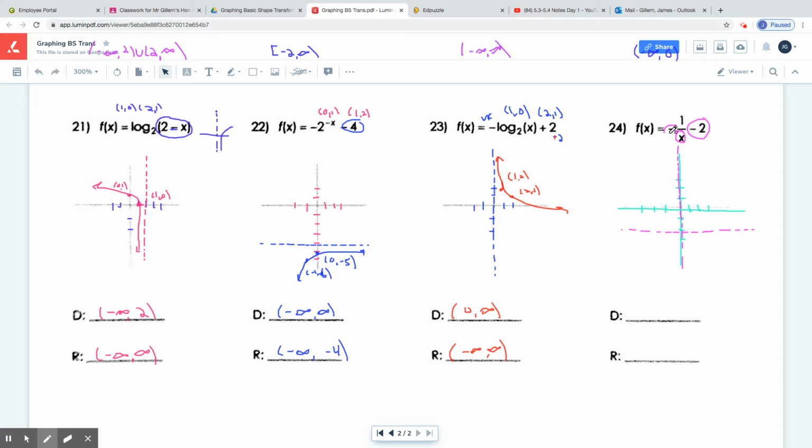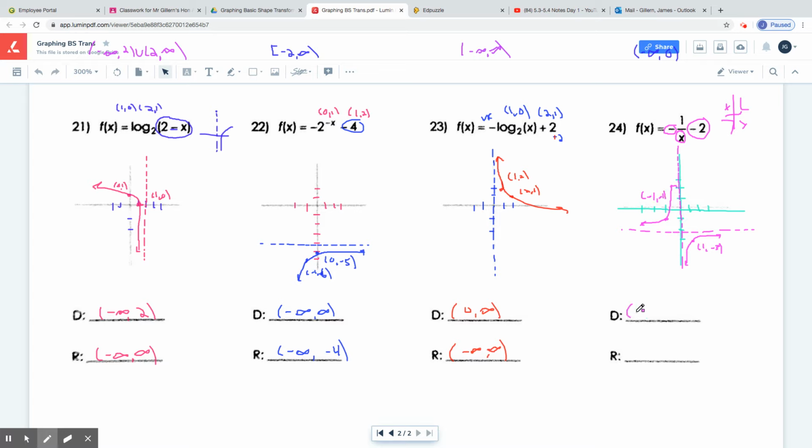This tells me I'm going to move. We have a -1. So instead of the curves being in this quadrant and this quadrant, they're going to flip to this one and that one. So I'm going to go up 1 to the left 1 and down 1 to the right 1. Curves are going to be there and there. So those points are 1, -3 and -1, -1.